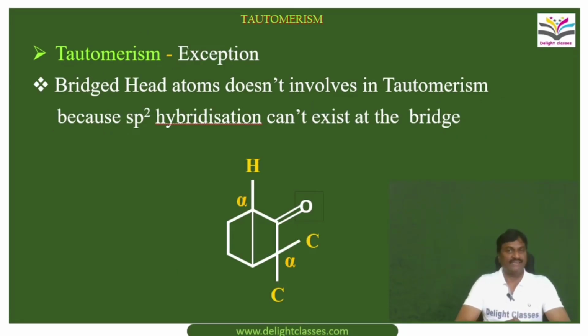Now, there is one exception. Many more exceptions are there. Out of that, one exception is the bridgehead atom. Which is the bridgehead atom? The 2 carbons that are common to two rings are known as bridgehead atoms. These bridgehead atoms do not participate in tautomerism. Why? Because when the hydrogen is removed, a pi bond is going to be formed. The pi bond does not exist at the bridgehead position.